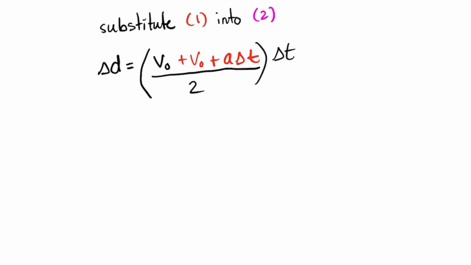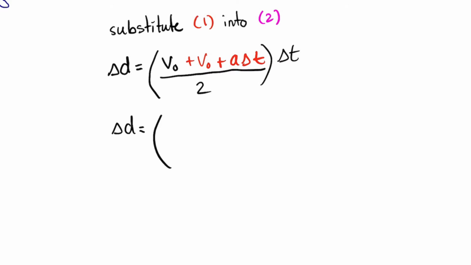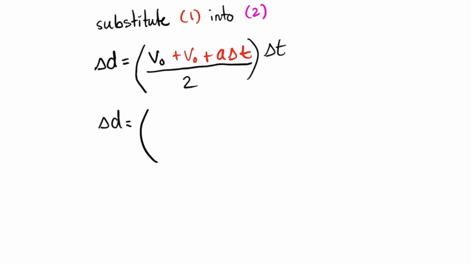Now is the exciting part. We're going to play some algebra games. So let's simplify this to get another beautiful equation of motion. This is our goal. V initial plus V initial, we have 2 V initial plus A delta T, all divided by 2, times delta T.